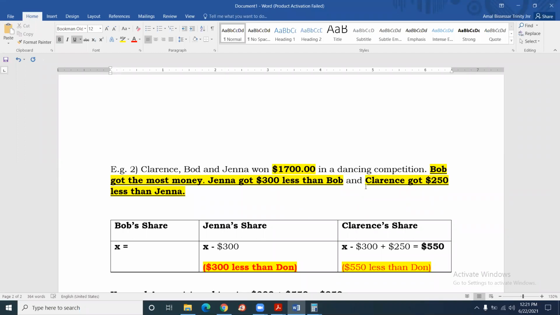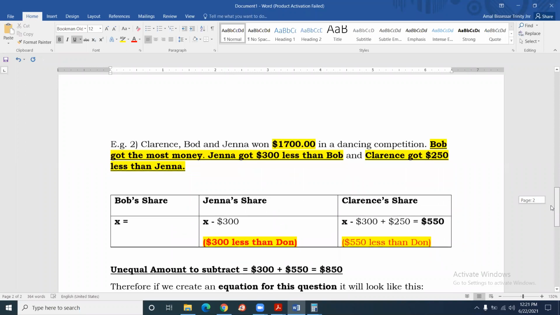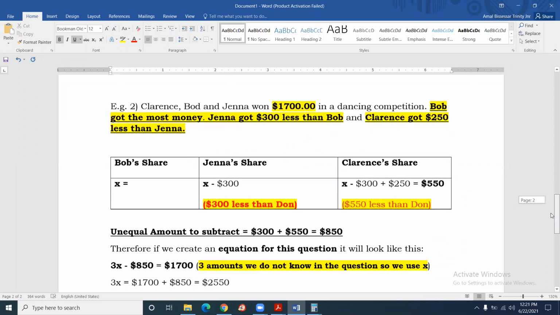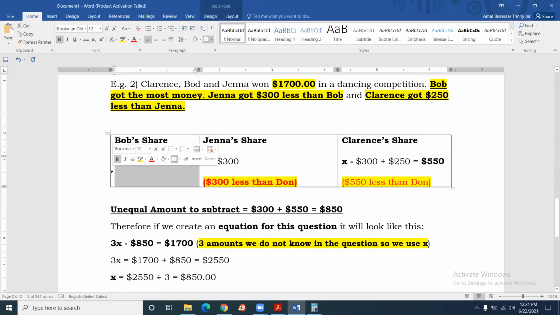Clarence, Bob, and Jenna won $1,700 in a dancing competition. Bob got the most amount of money. Jenna got 300 less than Bob. And Clarence got 250 less than Jenna. So what I need you to note on this is that the table is taking the English and making it maths. So Bob got the most, but we don't know how much Bob got. So I put an X.